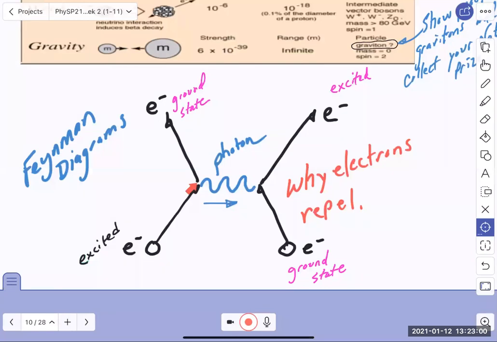So the electron coming along here, excited, gives up that photon, and then there's a recoil involved, like shooting a bullet out of a gun. That electron bounces back. This electron that's in its ground state, a low energy state, absorbs that photon, gains energy, and then bounces off this way. So this is the reason, at least from a Feynman diagram point of view, and it's still somewhat simplified, why electrons repel. They're shooting photons at each other.